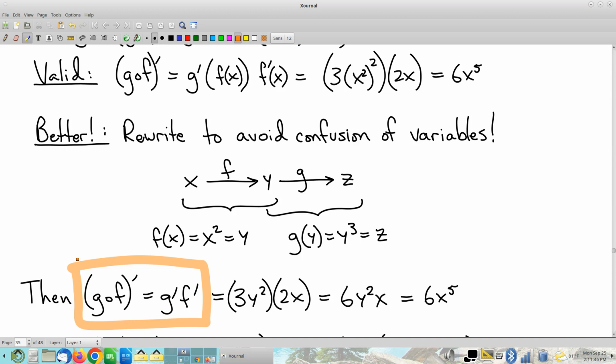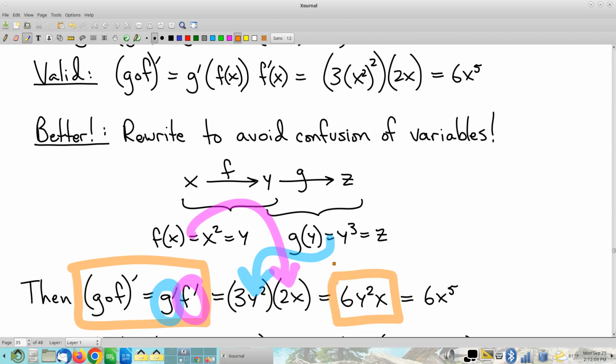Let's see here, to find g prime, well, I'm just going to take the derivative of y cubed, 3y squared, nothing to it. And now let's take the derivative of f. Well, I'm going to take this x squared and just take the derivative, 2x. Cool. And altogether then, our derivative ends up being, let's see here, this thing, 6y squared x.